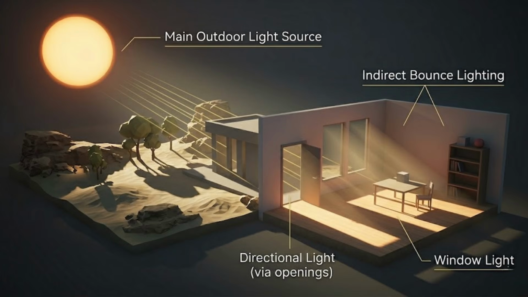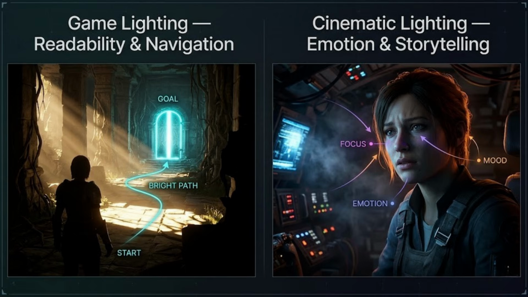Directional light is usually the main light source in outdoor scenes. But even indoors, it still matters because sunlight often enters through windows, doors, openings, or indirect bounce lighting. And this is important for both games and cinematics. In games, lighting helps player understand the environment, and in cinematics, lighting helps create emotion and focus. So good lighting tells the viewer where to look, what matters, and how the scene should feel.